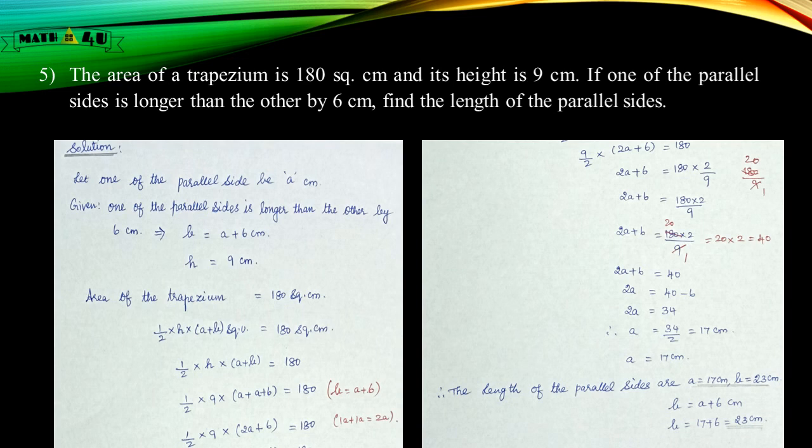A is nothing but one of the parallel sides. A is equal to 17 centimeter. The other side is nothing but B, B is nothing but A plus 6. So A is equal to 17 centimeter and B is equal to 23 centimeter.